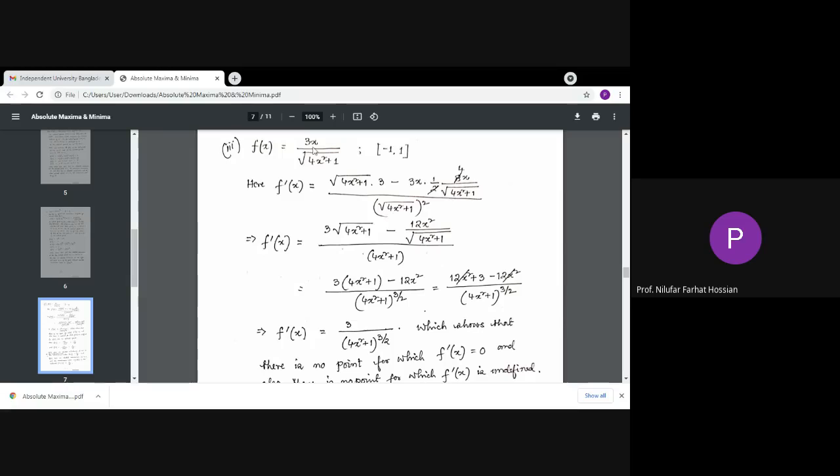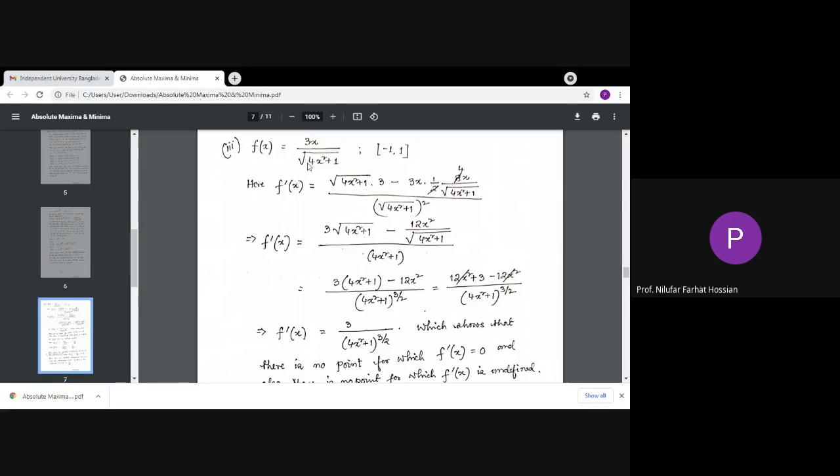Apply the formula, the lower part whole square. It should be in the denominator, and in the upper part, lower part into d dx of the upper part. D dx of the upper part is 3. So lower part into d dx of the upper part minus upper part into d dx of the lower part. Upper part is 3x, and what is the d dx of the lower part? Its power is half.